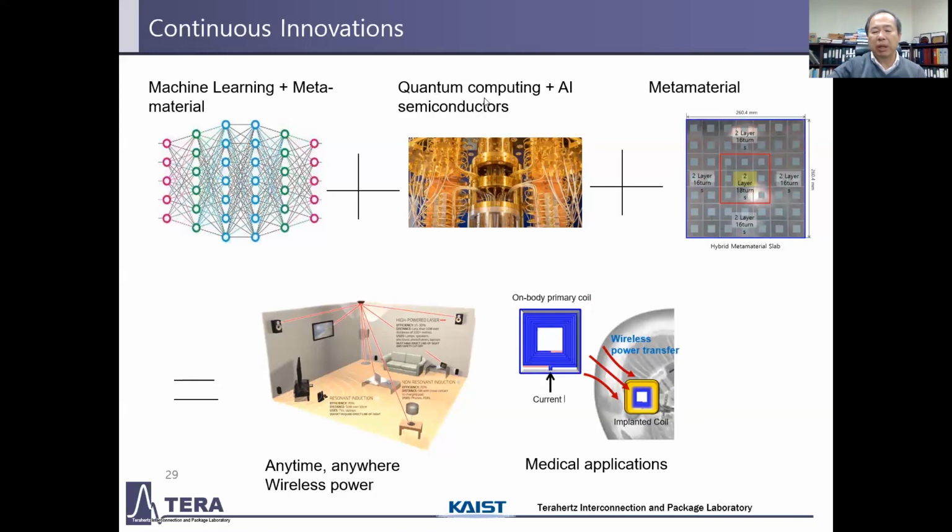Probably quantum computing will help us. And also we have new materials called metamaterials. So what I'm saying is that by combining machine learning, quantum computing, and metamaterials, we can enhance our wireless power transfer world, efficiency, EMI safety, and so on. And by combining these, someday we can use wireless power transfer systems for medical devices. And also we can achieve our dream to supply electrical power anytime, anywhere.